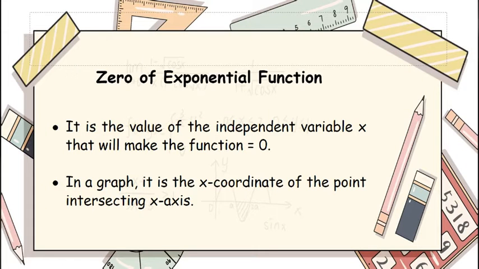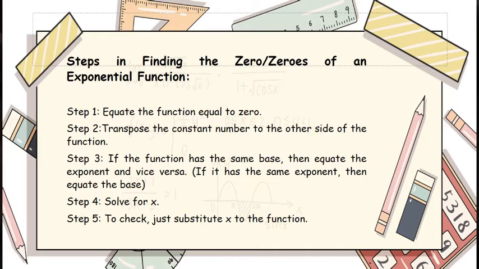After we determine what are exponential functions, now we will proceed on how to find the zero or zeros of an exponential function. Zero of exponential function. It is the value of the independent variable x that will make the function equal to 0. In a graph, it is the x-coordinate of the point intersecting the x-axis.